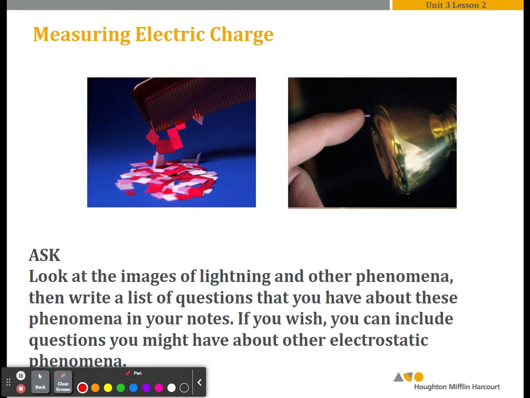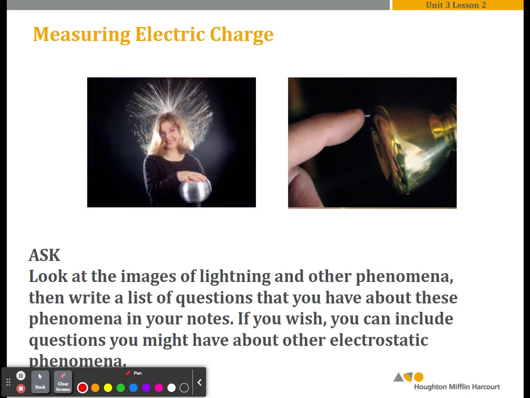Sometimes if you rub your socks on the carpet and then touch a doorknob, you'll get a little shock like this. What is this? Is this the same as what we saw in the first image? Is this the same as lightning? How are they similar? How are they different? When you put your hands on a Van de Graaff generator, remember the Van de Graaff generator builds up electric charge, static electric charge.